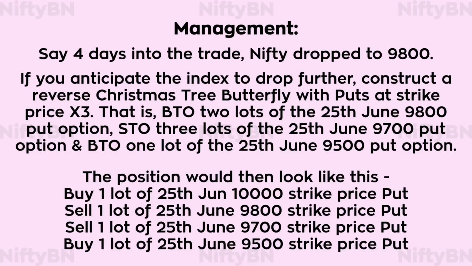The position would then look like this. Buy 1 lot of 25th June 10,000 strike price put, sell 1 lot of 25th June 9800 strike price put, sell 1 lot of 25th June 9700 strike price put, buy 1 lot of 25th June 9500 strike price put.